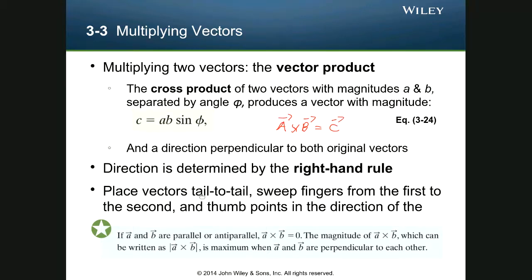The direction is determined by the right-hand rule, all right? You'll notice they have some of it here. We place the vectors tail to tail, sweep the finger from the first to the second, and the thumb points in the direction. So let's do that over here on the side very quickly. Let's get two vectors. So here's two random vectors. We'll use our two random vectors again, A and B, all right?